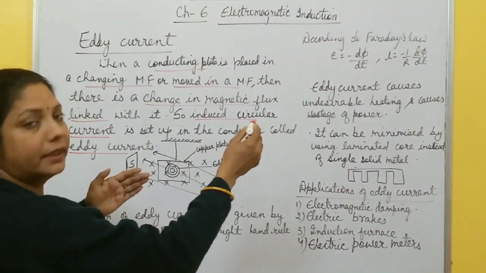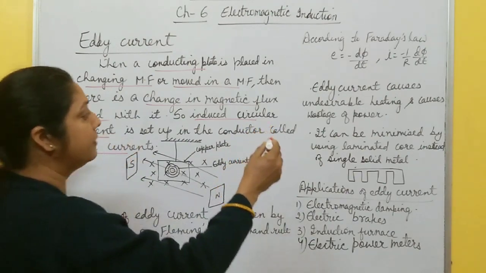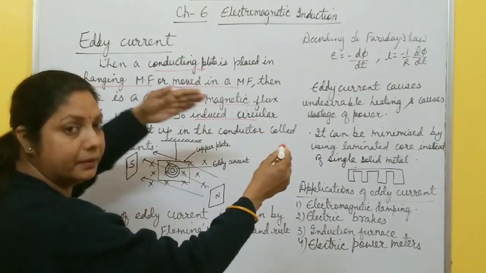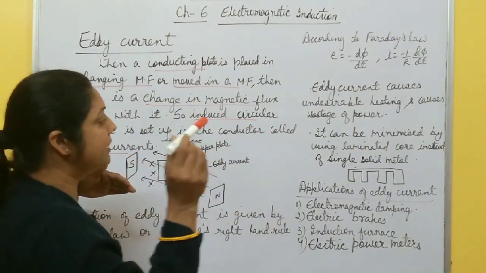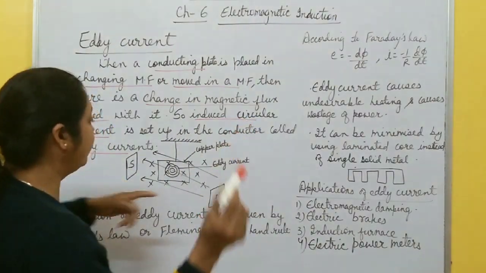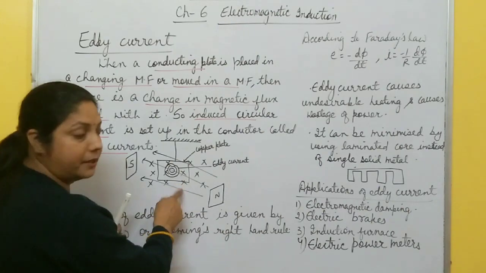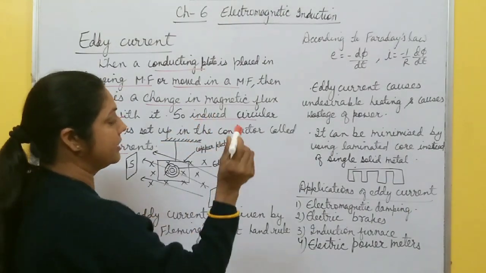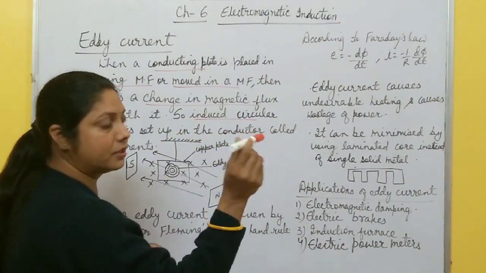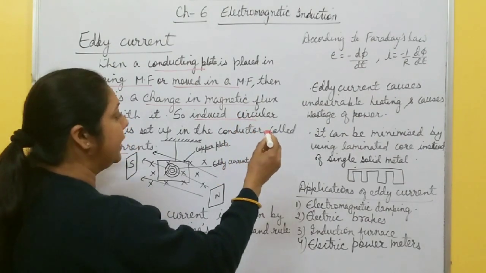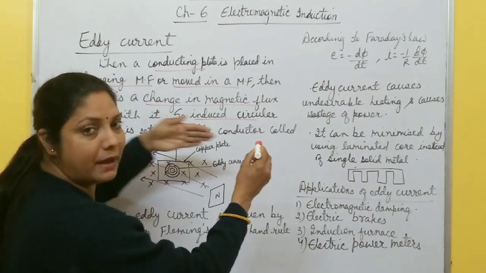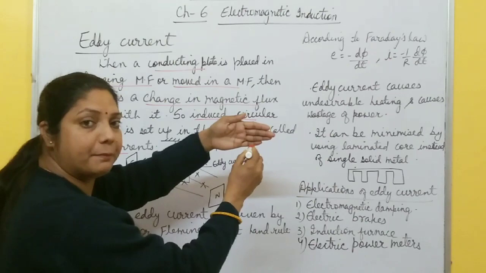And when a solid conducting plate is placed in between these magnetic fields, the direction of the magnetic field is from north to south. An inward magnetic field is shown by a cross. So the magnetic field lines go from north to south, and if you place a metal plate in between these magnetic field lines, then what happens?